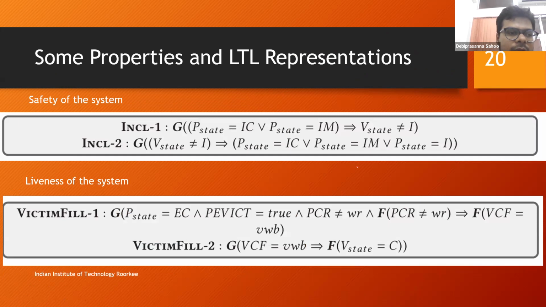To verify the inclusiveness property, what we are saying is, if the predecessor cache state is inclusive clean or inclusive modified, then the victim cache state cannot be I.